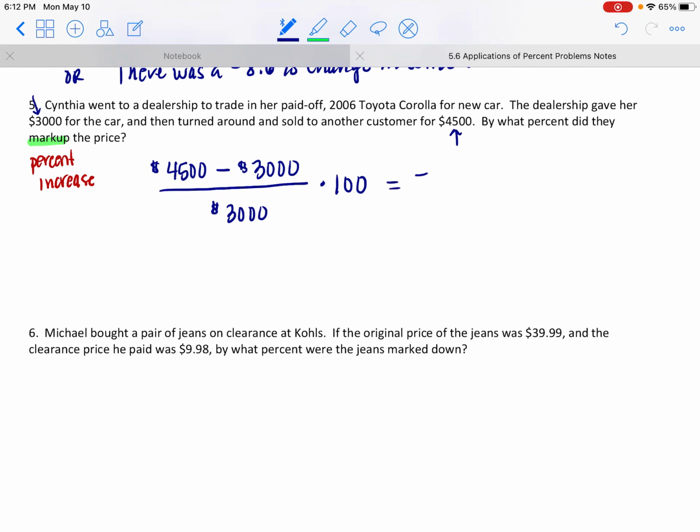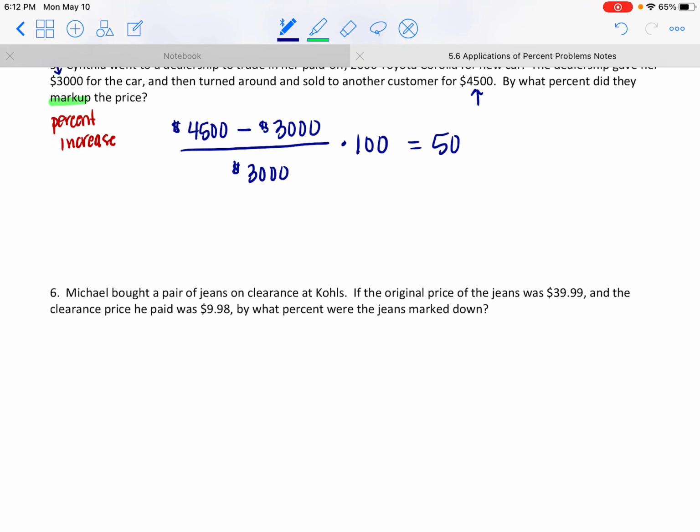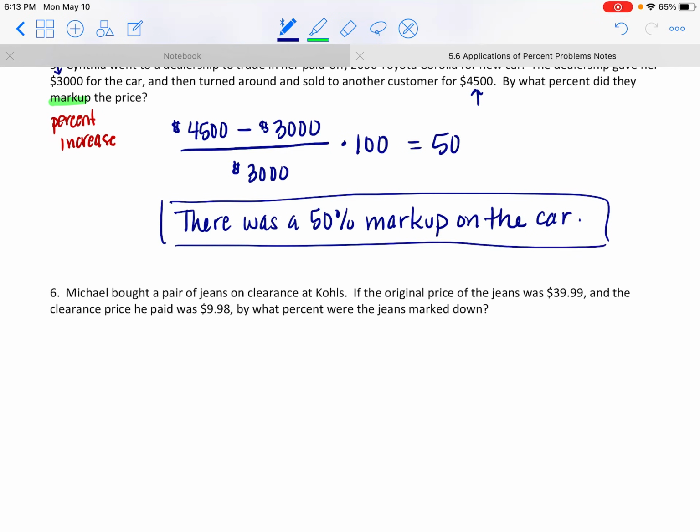So this is exactly equal to 50. That means there was a 50% markup. That's ridiculous. Okay, there was a 50% markup on the car. And you could say also 50% increase in the price of the car as well. And to say a positive and an increase, a double positive is okay, because double positive is still positive. But we don't want a double negative to undo that negative.